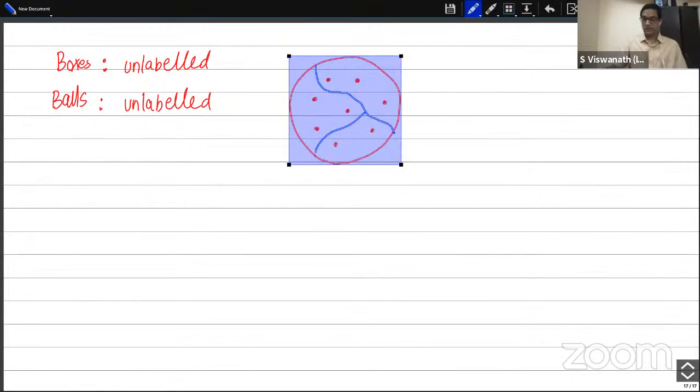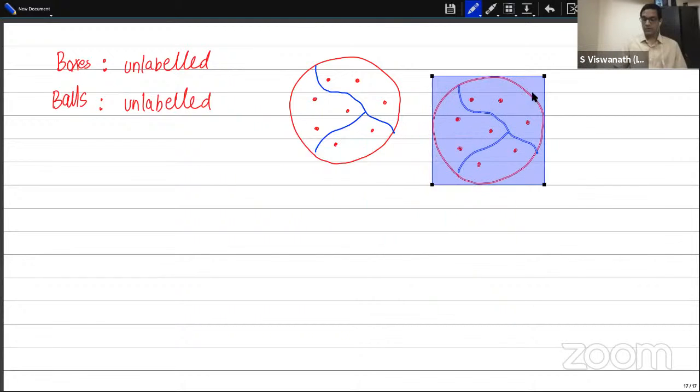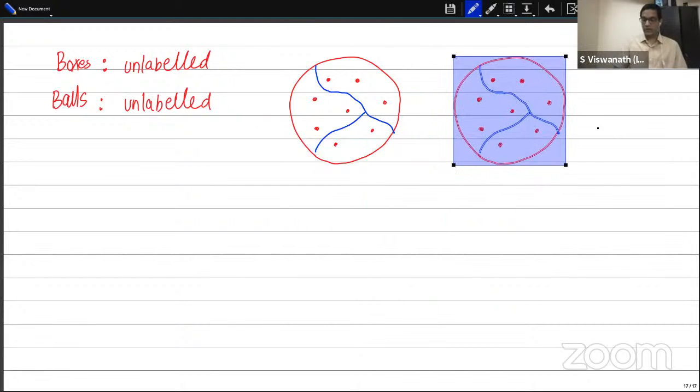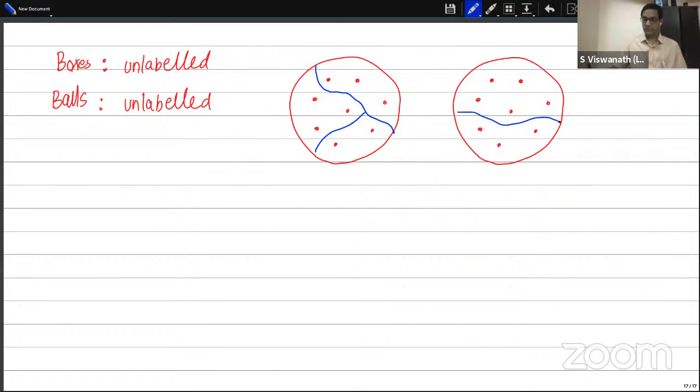But let's do the same thing here. Let me look at another way of dividing these boxes. So instead of these blue lines, I will divide them in this way. Okay, so here are 2 possible divisions of these 8 balls into 3 boxes.